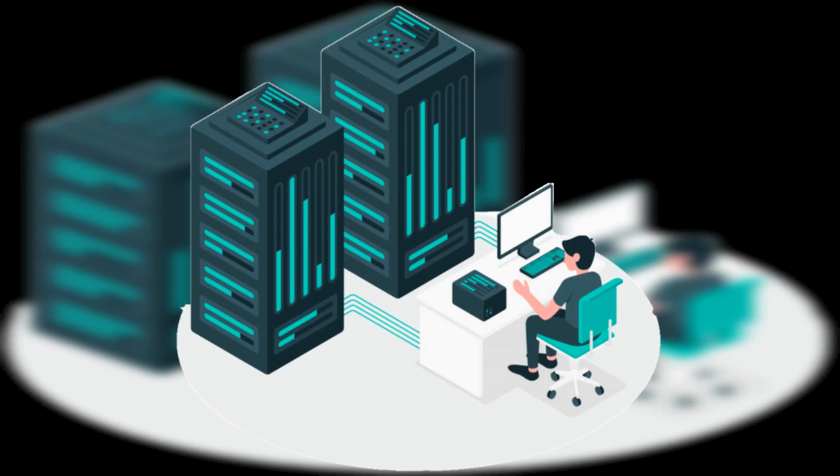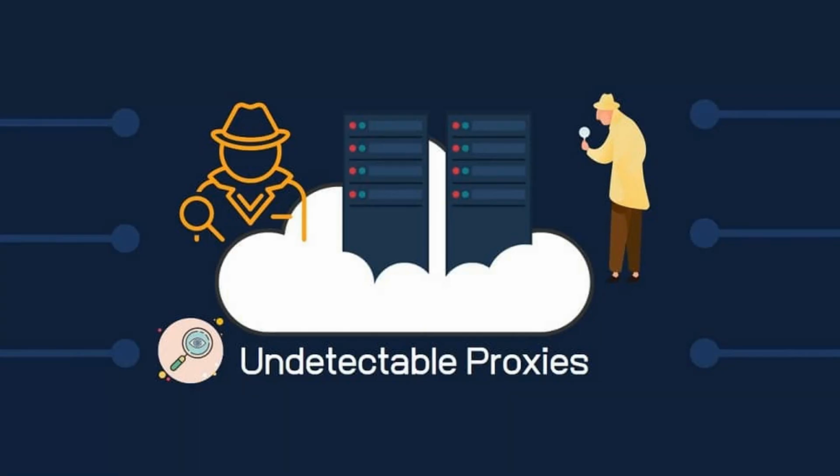High anonymity proxy. A high anonymity proxy is a type of anonymous proxy that hides your IP address and all other identifying information. It is often used for online anonymity and privacy. The high anonymity proxy can be configured to use different IP addresses and encrypt all internet traffic. This makes it difficult for anyone to track your online activities.